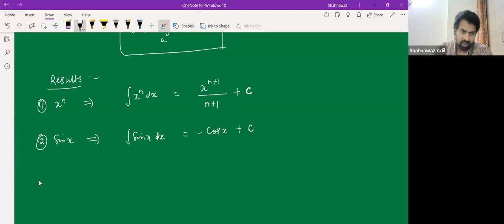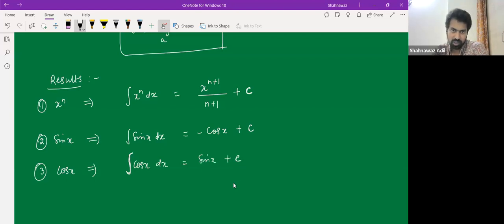And then you have cos x. Remember that the differentiation of cos x was minus sin x. But here, the integration is the reverse of differentiation, so this would be plus sin x.